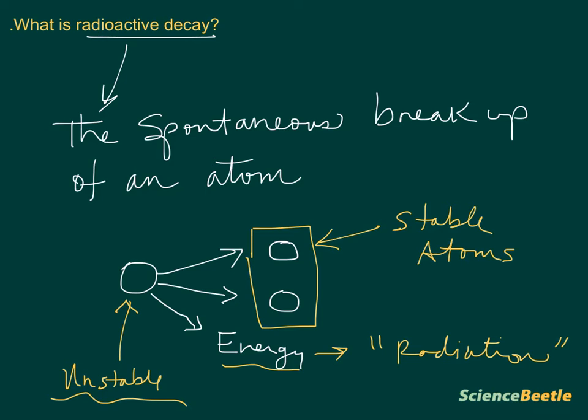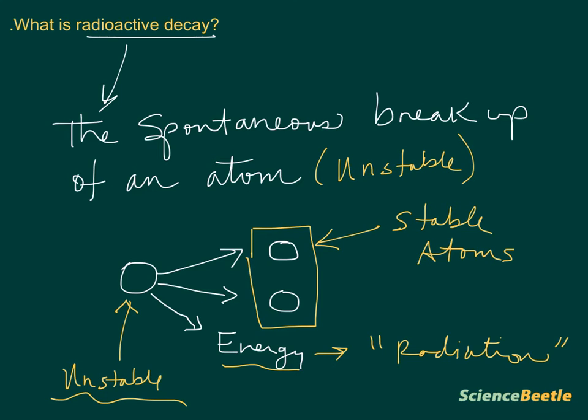So if I could go back here and clarify the statement that I wrote up above, where I said the spontaneous breakup of an atom, this is going to be the spontaneous breakup of an unstable atom, because that's really what's going on. Okay, so let me show you some examples so that you can actually see this radioactive decay, so you can actually understand what we're talking about.